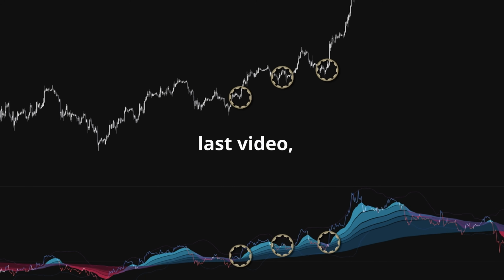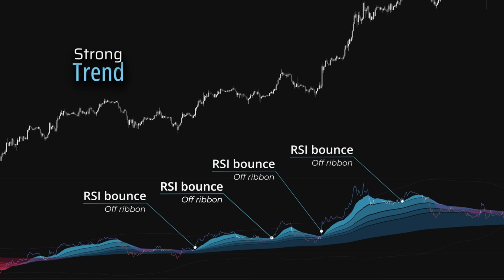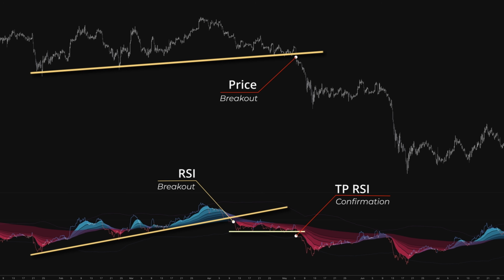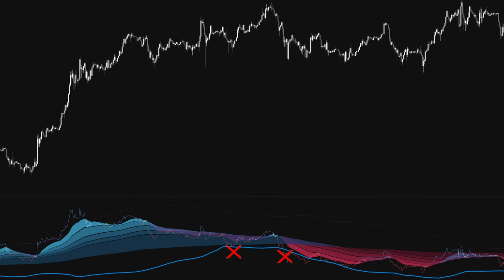In the last video, we covered what TP RSI 2.0 can do. Today, we're looking at how to actually use it in real trading conditions. I'll show you how to combine it with price action, how to spot high probability setups, and how to avoid the conditions that trap most traders. Let's dive in.